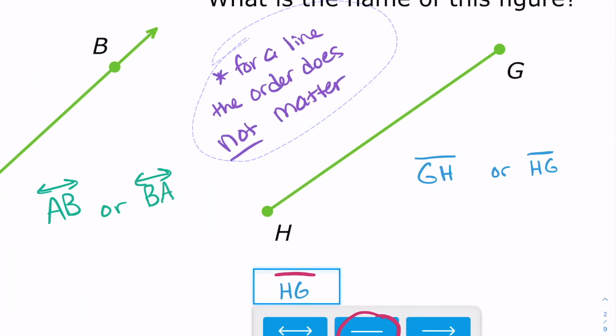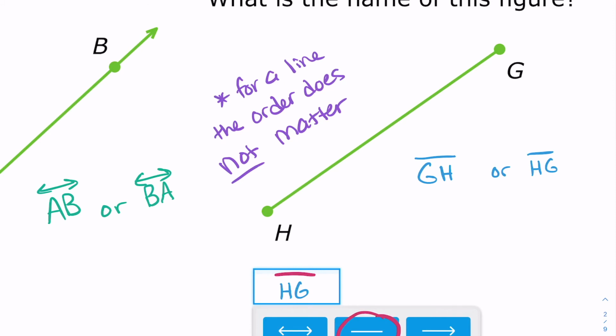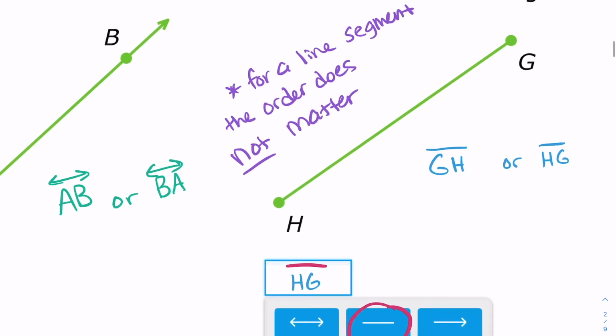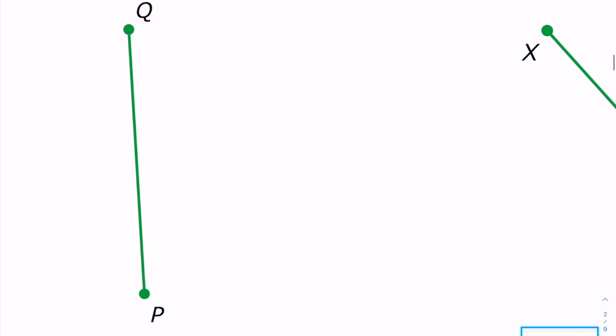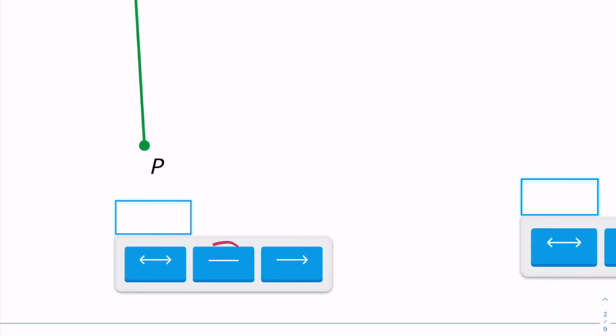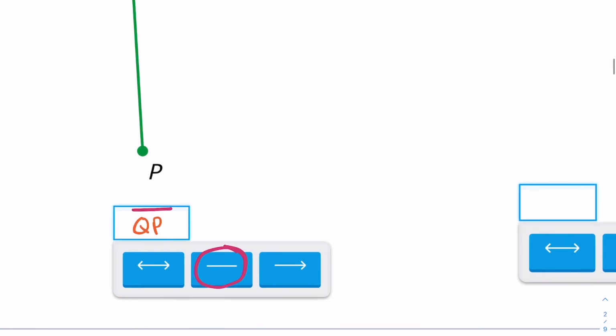So for a line segment, the order does not matter. All right. Okay, so we have another one. This is going to be line segment PQ or line segment QP. So I'm going to make sure I select this icon, and I'm going to type in QP, and I am good with that one.